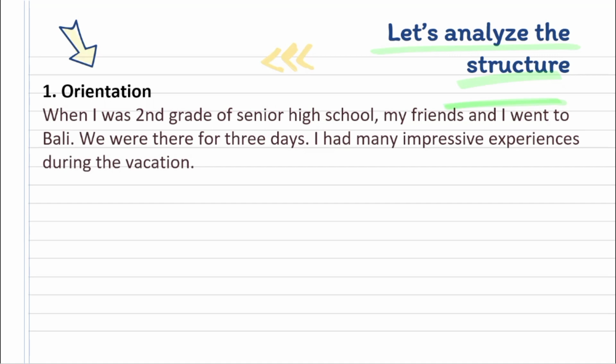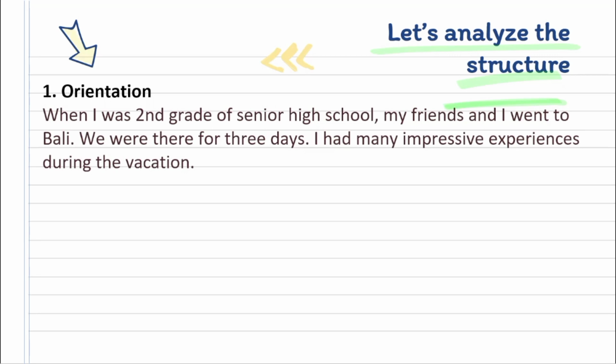Orientation. Yes, the first paragraph is the orientation. When I was second grade of senior high school, my friends and I went to Bali. We were there for 3 days. I had many impressive experiences during the vacation. So we can find the information who. So who? I and my friends. And then where? Bali. And when? Yes, when I was in the second grade. So the information is clear, right?